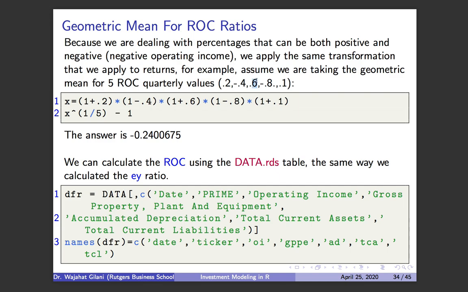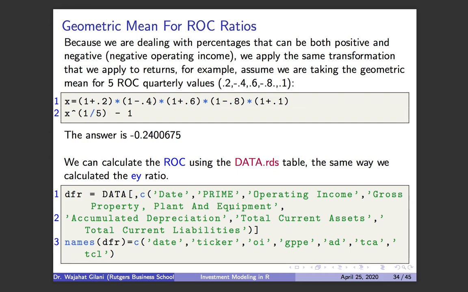Yeah, we see a 60% here, 100% here, it doesn't matter. And that's why we like to take the average of ROCs. Eight quarters of average ROCs, geometric means, so we get a nice, solid average that penalizes variation, right? Penalizes variation. All right, so let's go ahead and calculate ROC. We can calculate ROC using our data RDS table.